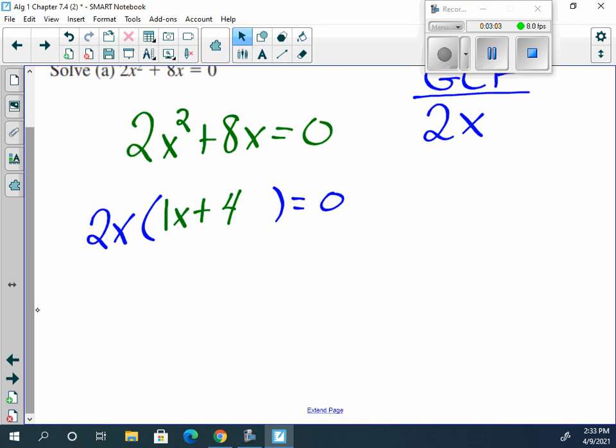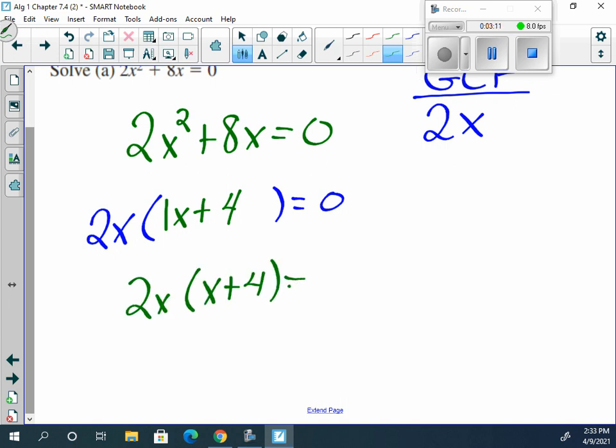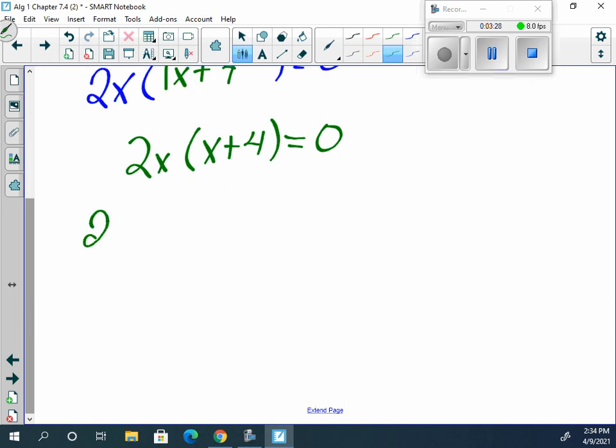Any questions on any of this here? So what we're left with is 2x times x plus 4, yes? Well, wait a minute. When I factored that out, I ended up coming up with two things being multiplied together that equal 0. And since I have two things multiplied together to equal 0, it means one of them has to be 0. So we can split them up. 2x is equal to 0, or x plus 4 is equal to 0. One of them has to be 0. And we can solve.